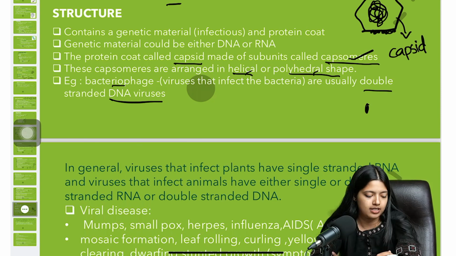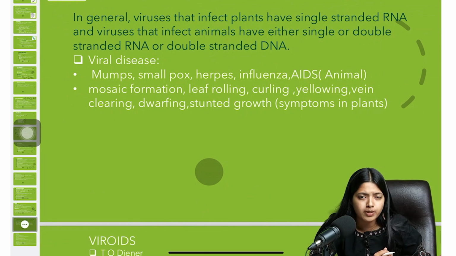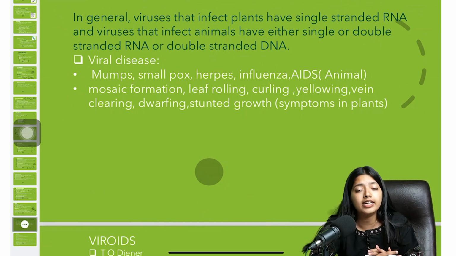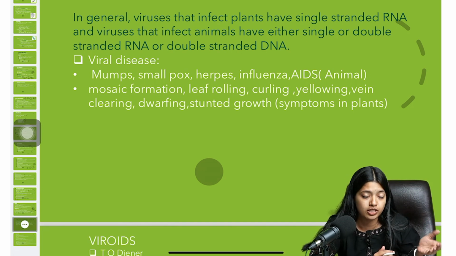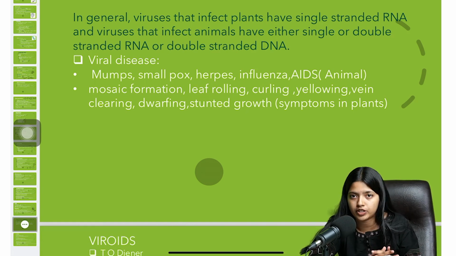Okay, that is the structure. Remember, capsid, capsomeres, and their genetic material, which can either be DNA or RNA. Capsomeres will be arranged in a helical or polyhedral shape. That's all. And an example was bacteriophage, a virus that infects bacteria.